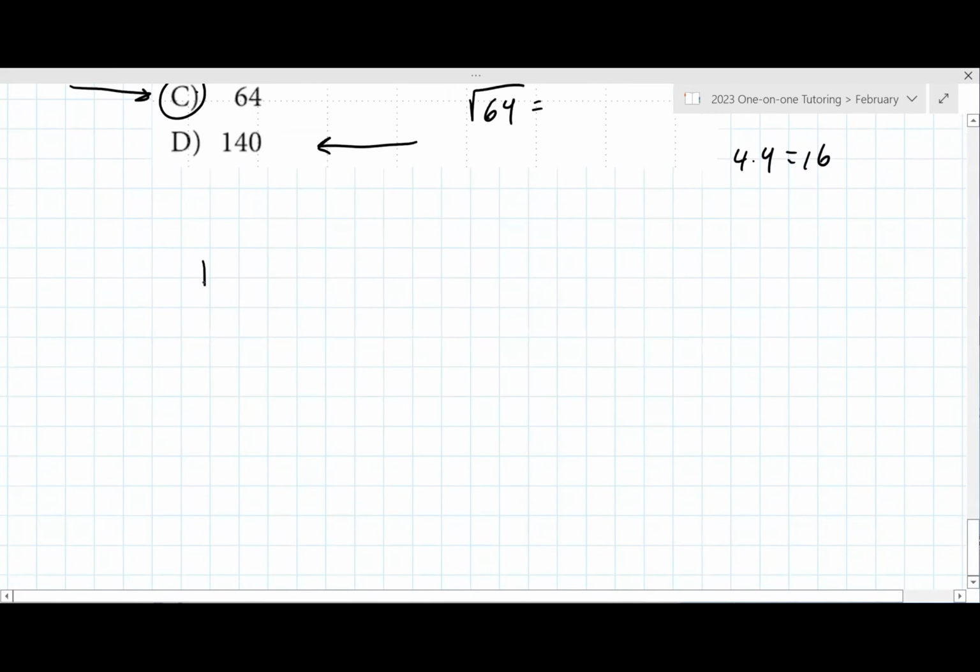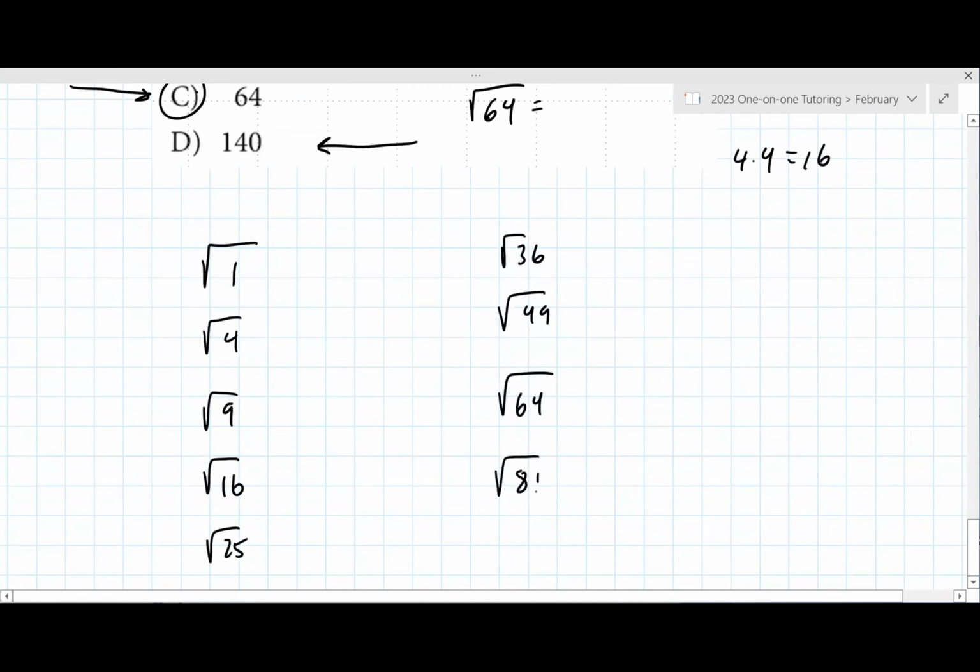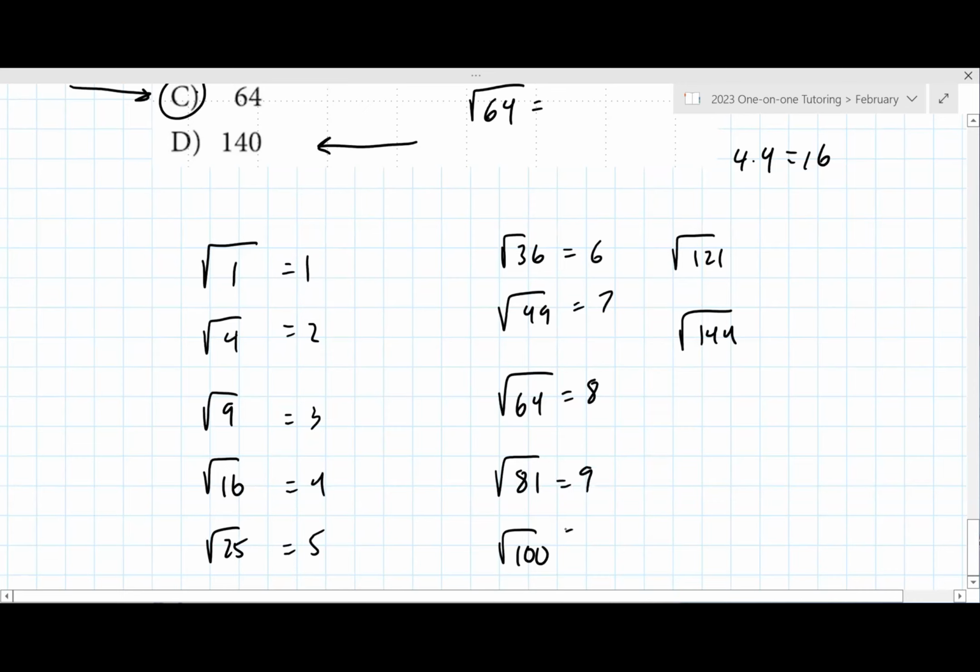You have to remember that. You can only take the square root of 1, the square root of 4, the square root of 9, the square root of 16, the square root of 25, the square root of 36, 49, 64, 81, 100, square root of 121, square root of 144. This gets you all the way up to, let's see here, 6, 7, 8, 9, 10, 11, 12. So you're supposed to know all these, okay?